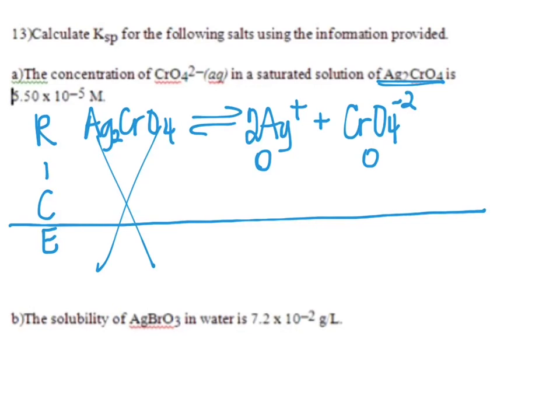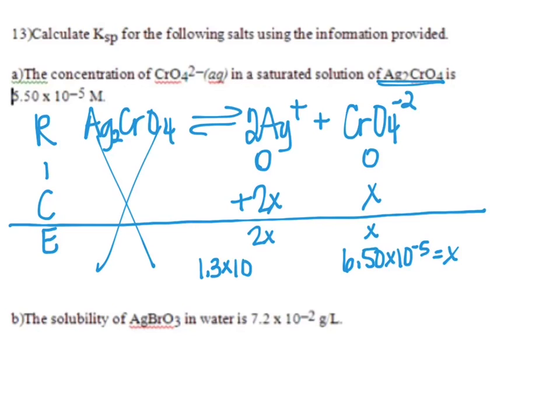So what can we say about the shift? Which way is it going to shift? We're going to go to the right because we have nothing there. Oh, that should be 2x, huh? So at equilibrium, we have 2x and x. And what have they given us? They said the concentration of CrO4 is 6.50 times 10 to the minus 5. So this is my x. So 2x is going to be 1.3 times 10 to the minus 4th. Now we can solve for Ksp.